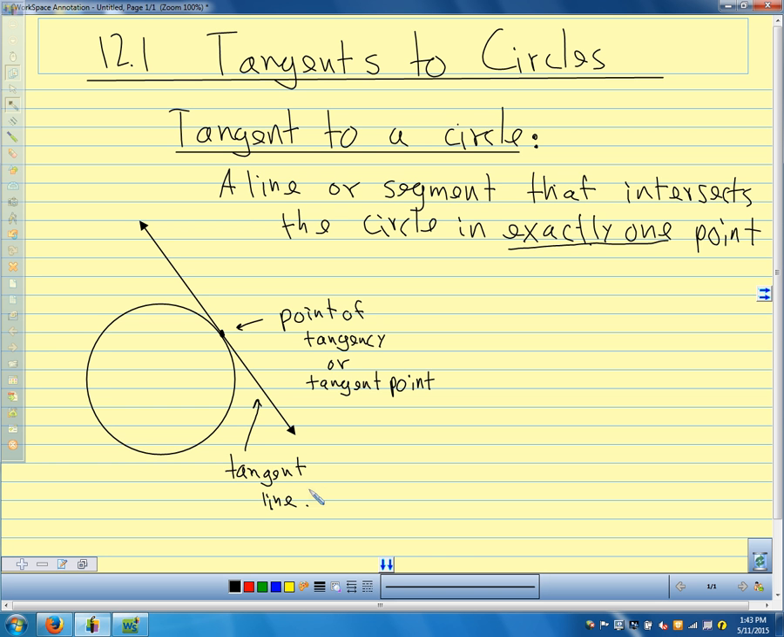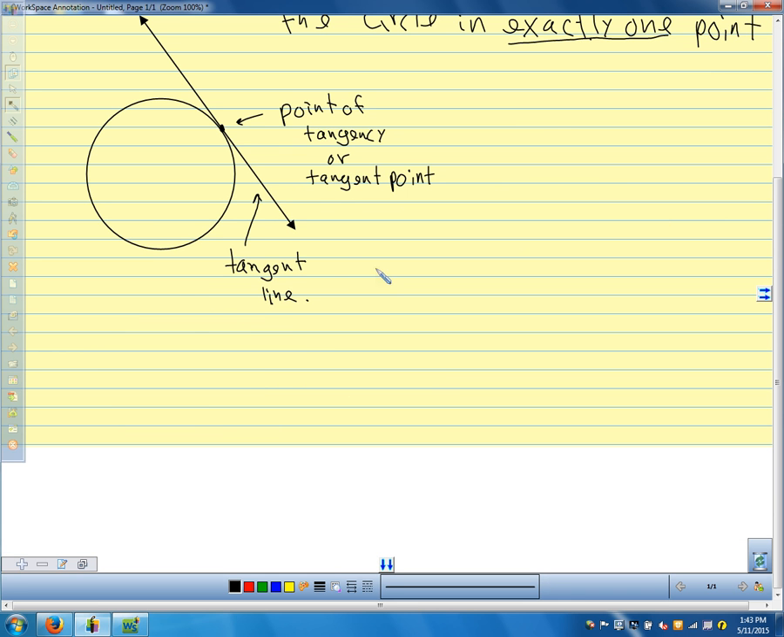Tangents to other graphs, tangents to graphs in general, are an important idea in math. You'll talk about tangent lines a lot as you go forward. Tangent comes from the Latin, meaning to touch. So tangent just means we're touching the circle in one point. All right, are we good with what we mean by a tangent? Tangent line, tangent segment.